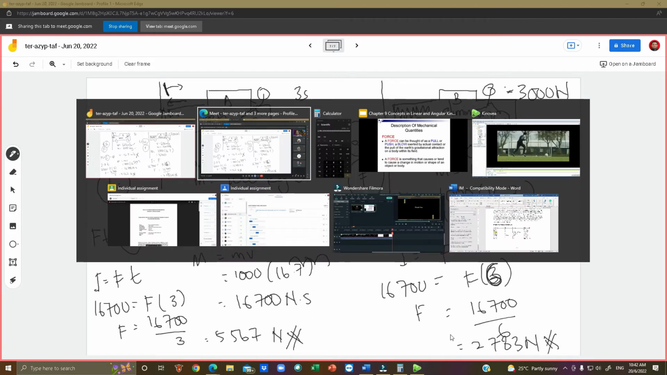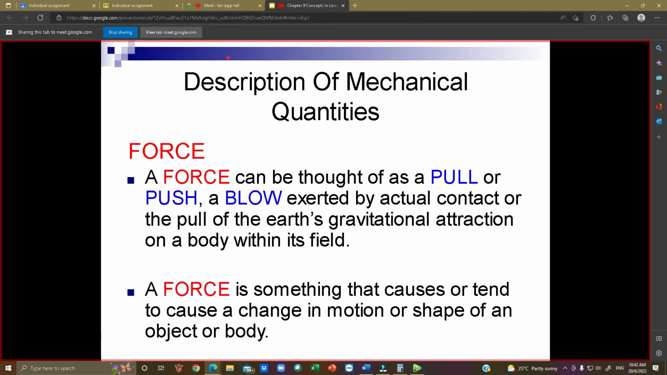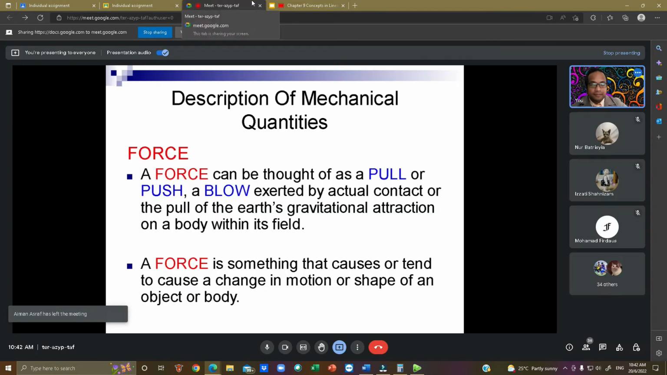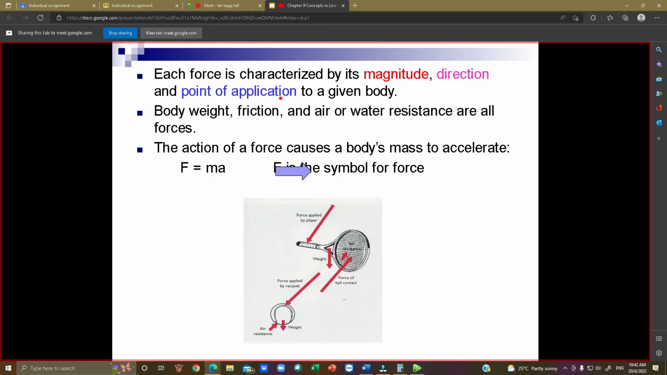Okay. Ada soalan sampai sini dulu? Any question? Any question from the floor? Ada soalan ke tak ada? Tak ada. Okay. Alright, so this one is the diagram of force lah.